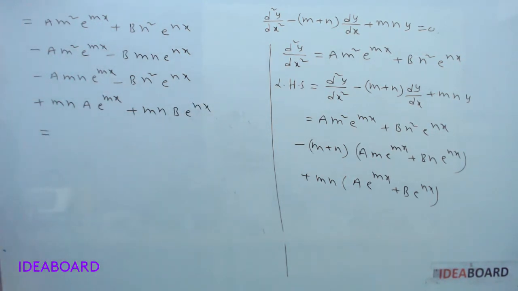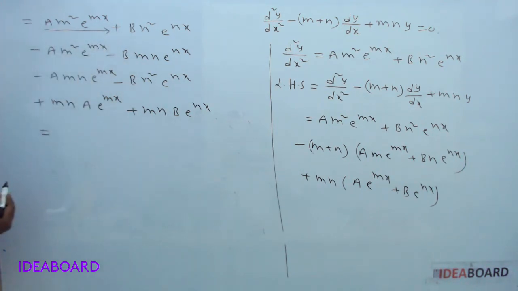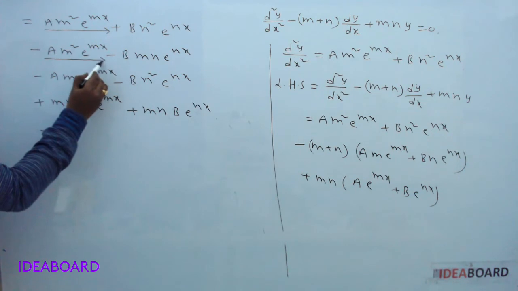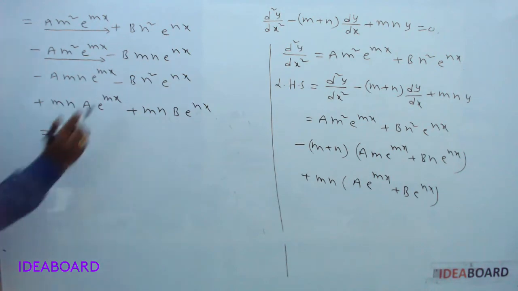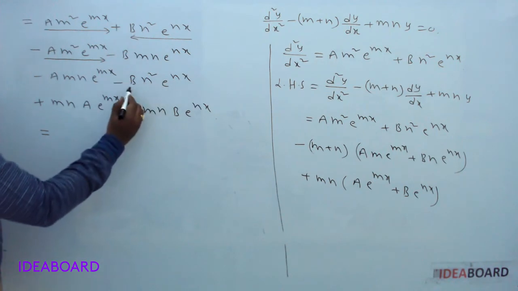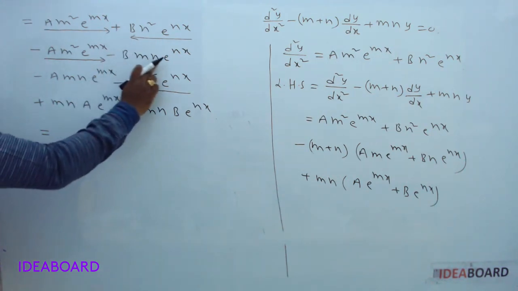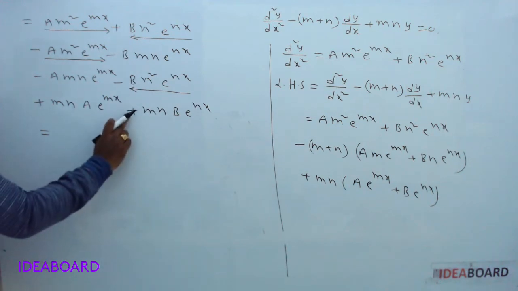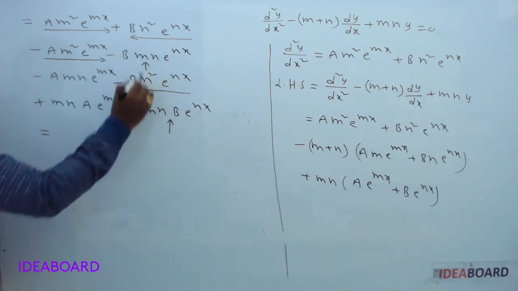Now this equals, now see the similar terms in this simplification part. am² e^(mx), here −am² e^(mx). Now both these terms are cancelled. Next, bn² e^(nx), this is −bn² e^(nx). Both these terms are cancelled. Next, −bmn e^(nx), this is +bmn e^(nx). Now these two terms are cancelled.